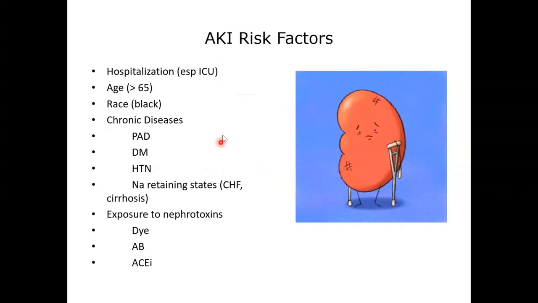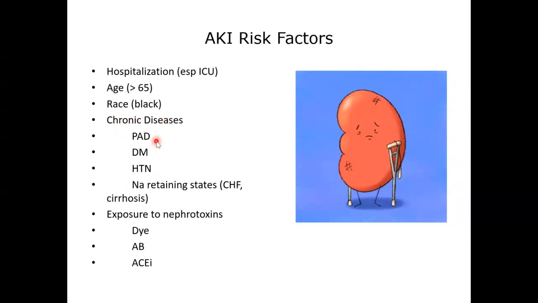Acute kidney injury risk factors. Well, we just talked about it. Just being in the hospital is a risk factor, especially in the ICU. The older we get, the more nephrons that have died, because that's part of aging. So age greater than 65. Race, being Black, there's a gene variant that's just more common in Blacks than in whites, and they are much more predisposed to having an acute kidney injury. They have a genetic risk factor.